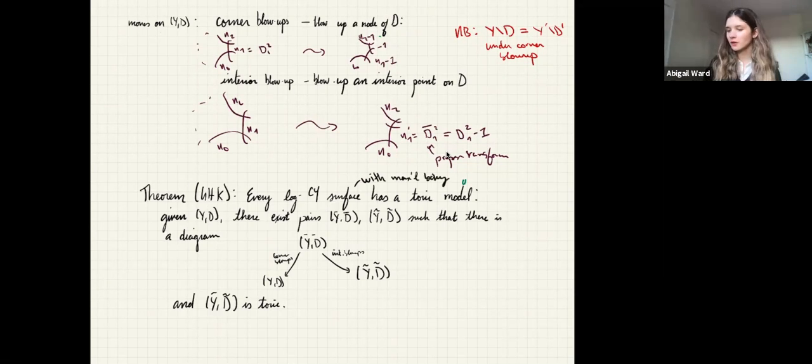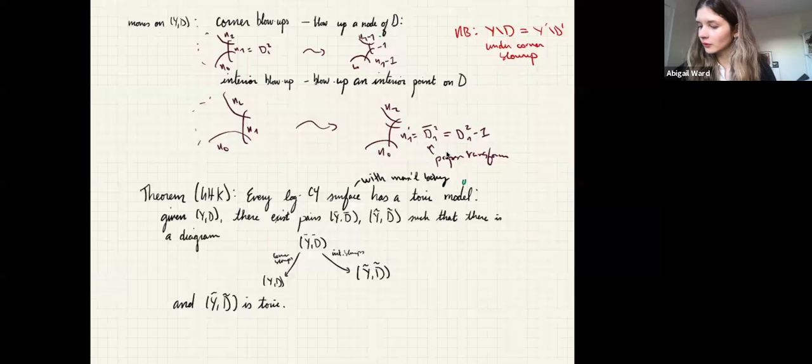So given a pair YD, there exist two other log Calabi-Yau surfaces, one of which is toric, and you can move from the toric one, Y tilde, to YD by doing interior blowups along the components of D tilde. That doesn't change the number of components in your D. And then blowing down boundary components in the resulting log Calabi-Yau surface. So if you have something with self-intersection -1, you can blow it down.